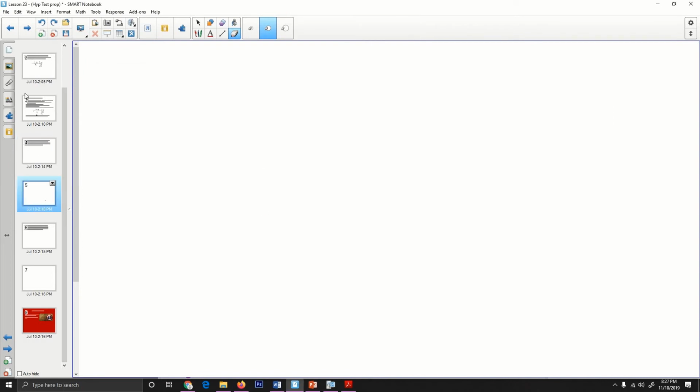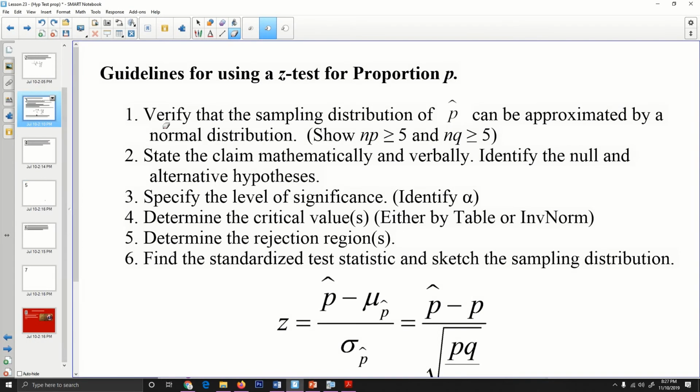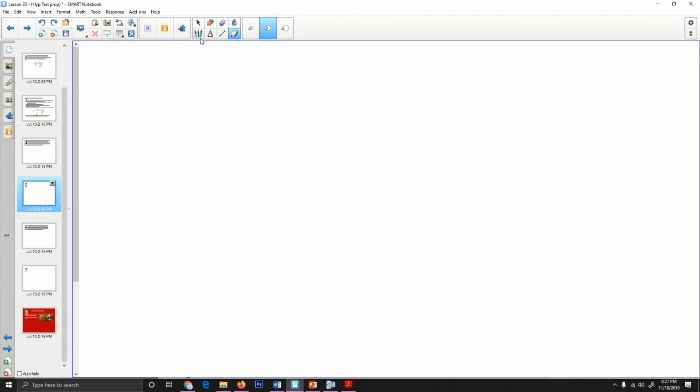All right, so let's go through all of the steps here. The first step says we need to verify that the sampling distribution of p hat can be approximated by a normal distribution. So let's go through and do that. So number 1, verify.